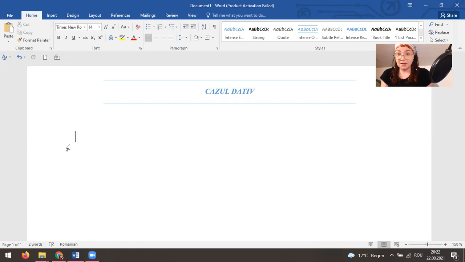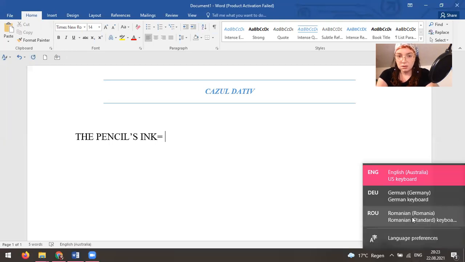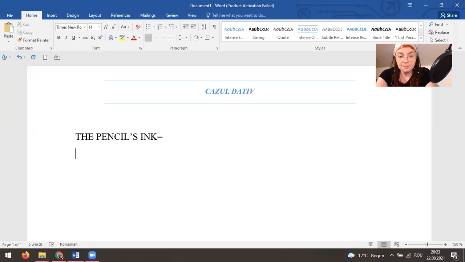In the dative case, we are talking about something that belongs to something. Pretty complicated, but not so. Let's say that the pencil's ink. And how will it be said? Well, we will do it like this.